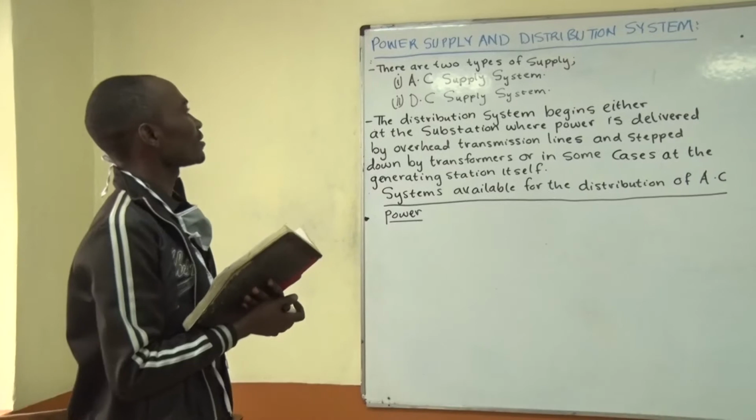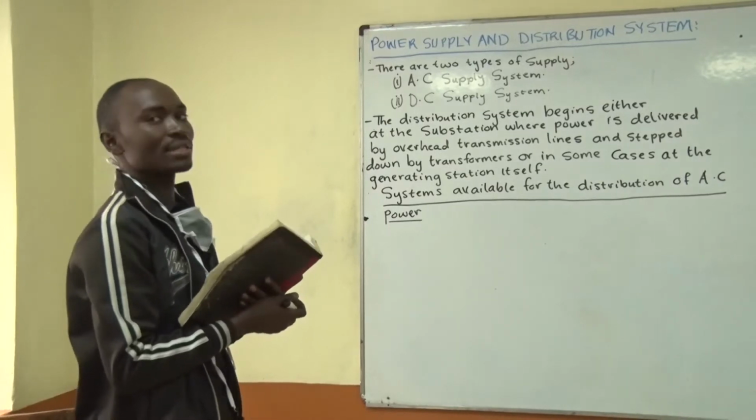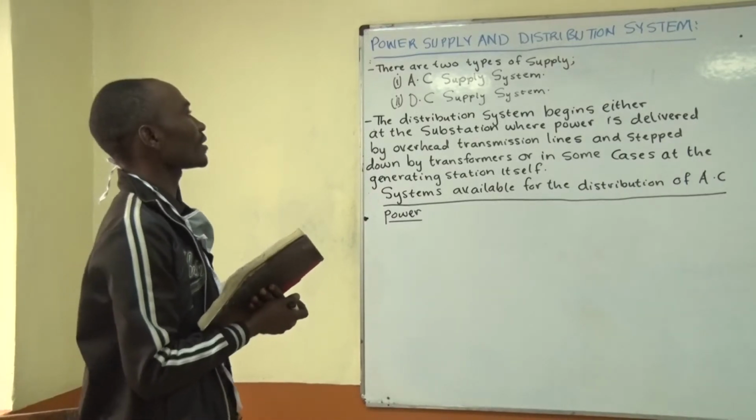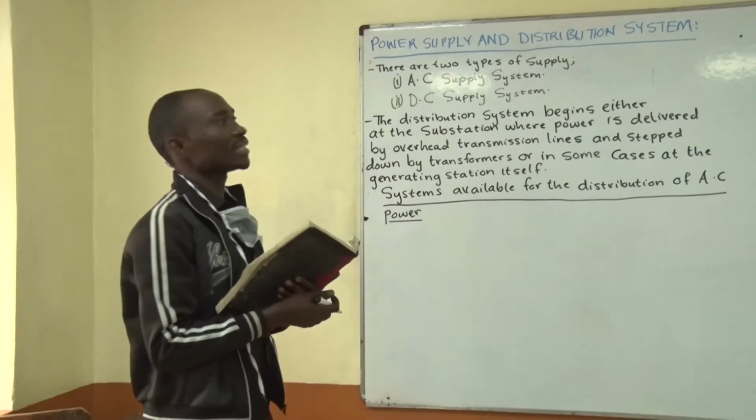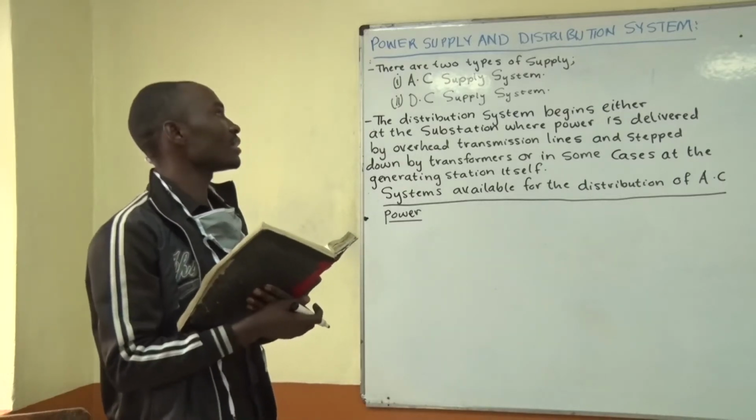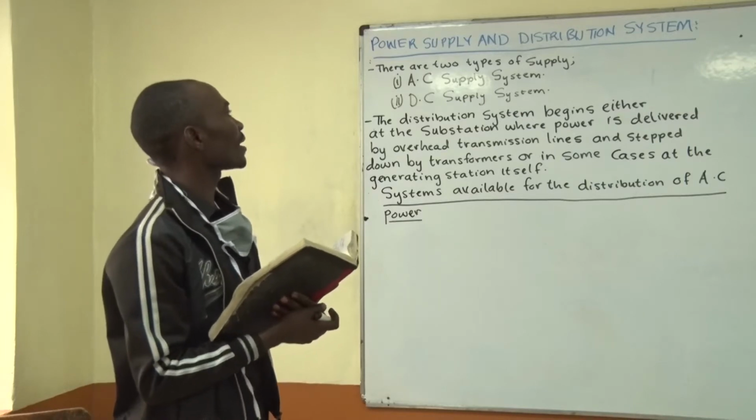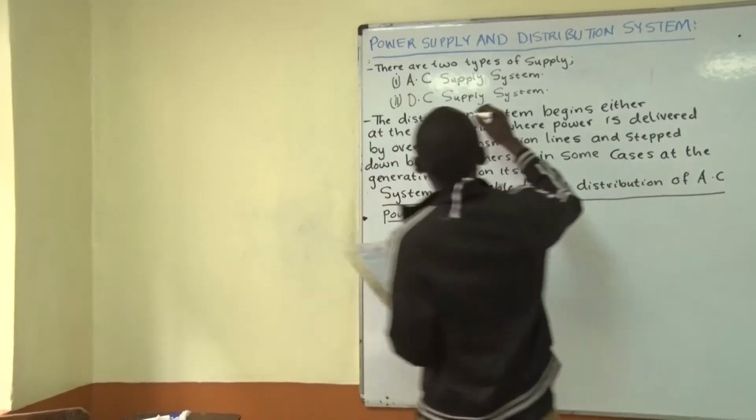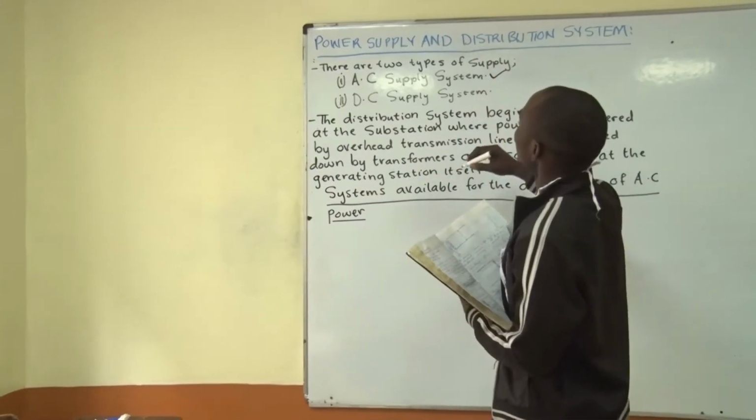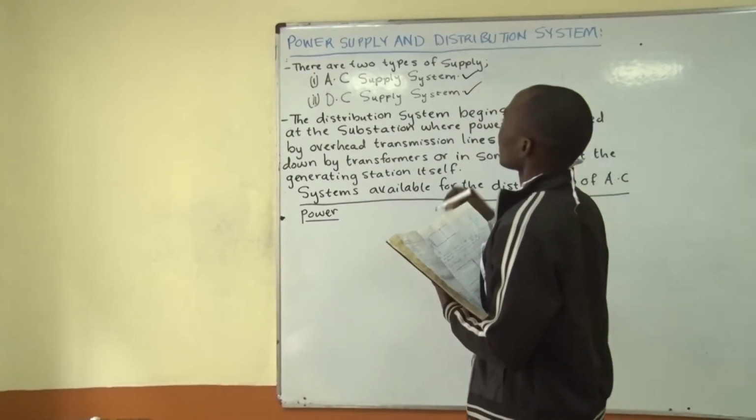For instance, you know that when power is being transmitted from one place to another, we have got a different combination of those phases until it reaches the consumer. So there are two types of supply. We have got the AC supply system, we have got the DC supply system.